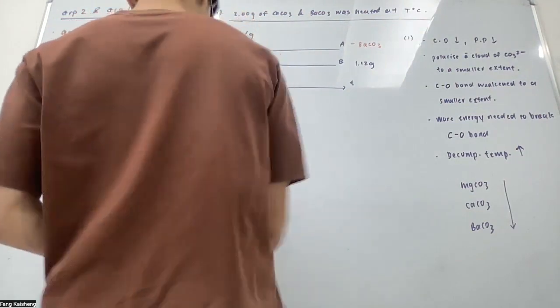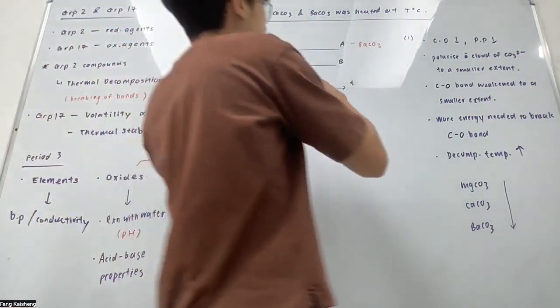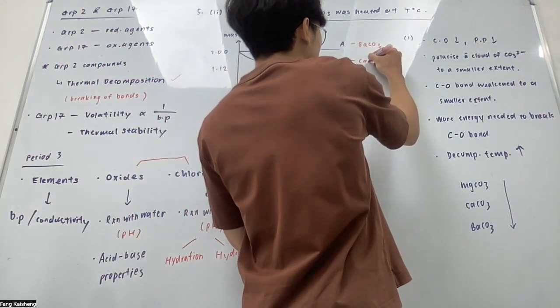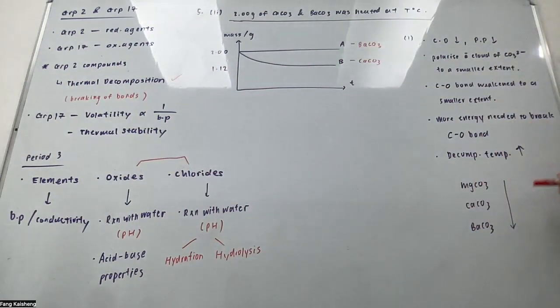Can you see that? Okay, let me put the 1.12 here. And then B will be for calcium carbonate. Now again, you do not need to know what that temperature is. You do know that barium is harder to decompose. So clearly it is the one that doesn't decompose.